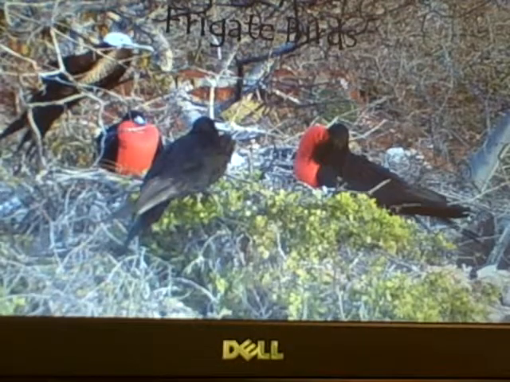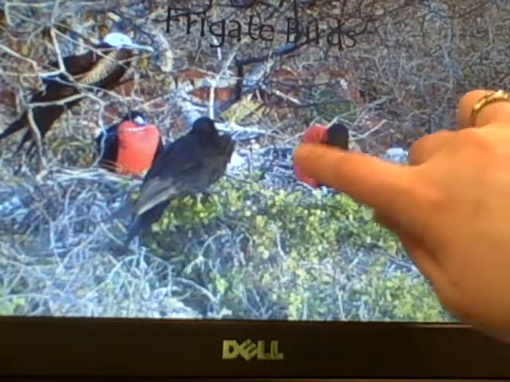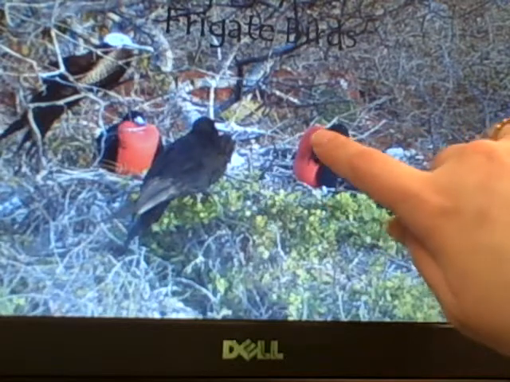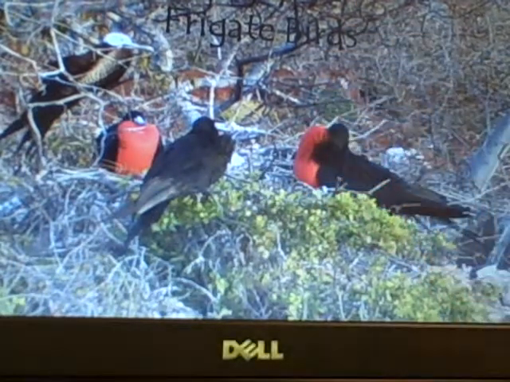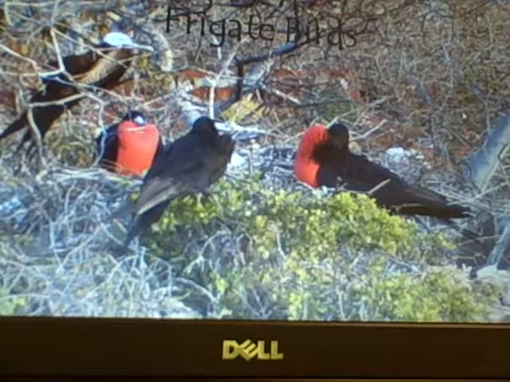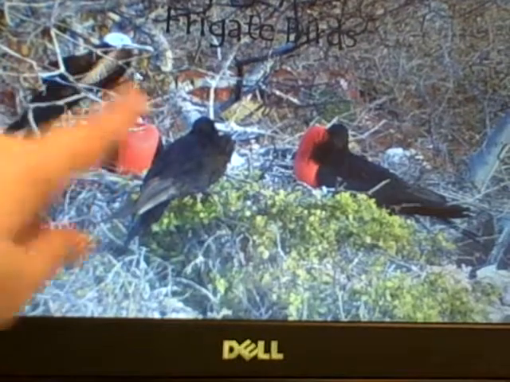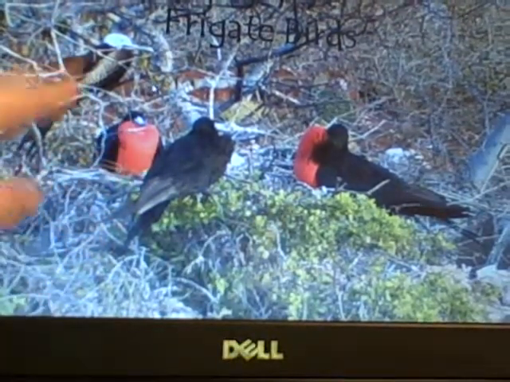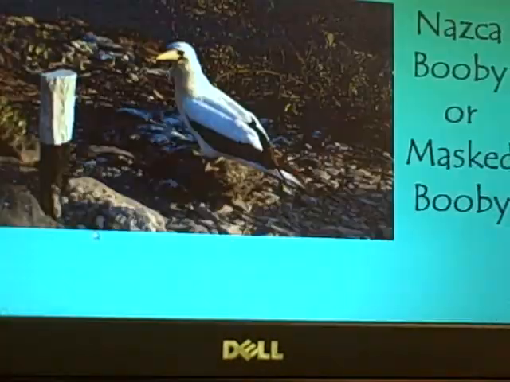These are called frigate birds. These are males. This giant air sac puffs up and they poof it out to attract a female to start the mating process. So these are all males. This one, however, isn't mature enough yet. It hasn't gotten its big red poof yet, so it's a giant air sac.